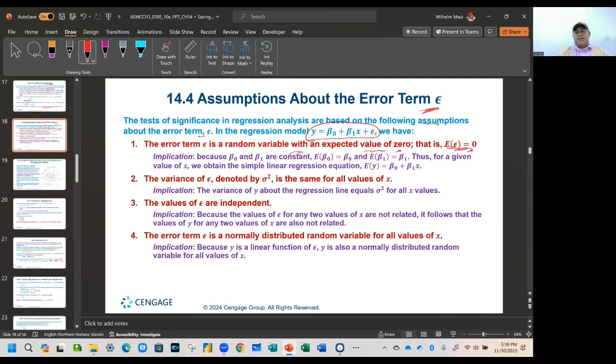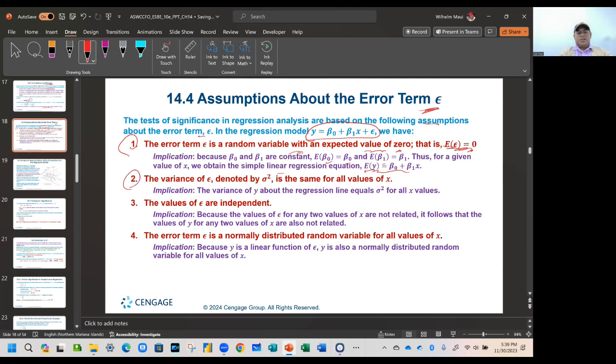And the implication being that because B null and B1 are constant, the expected value of B null would be equal to B null, and the expected value of B1 would be equal to B1 since they're constant. Thus, for a given value of x, we obtain a simple linear regression, and that's your formula. So that's assumption 1.